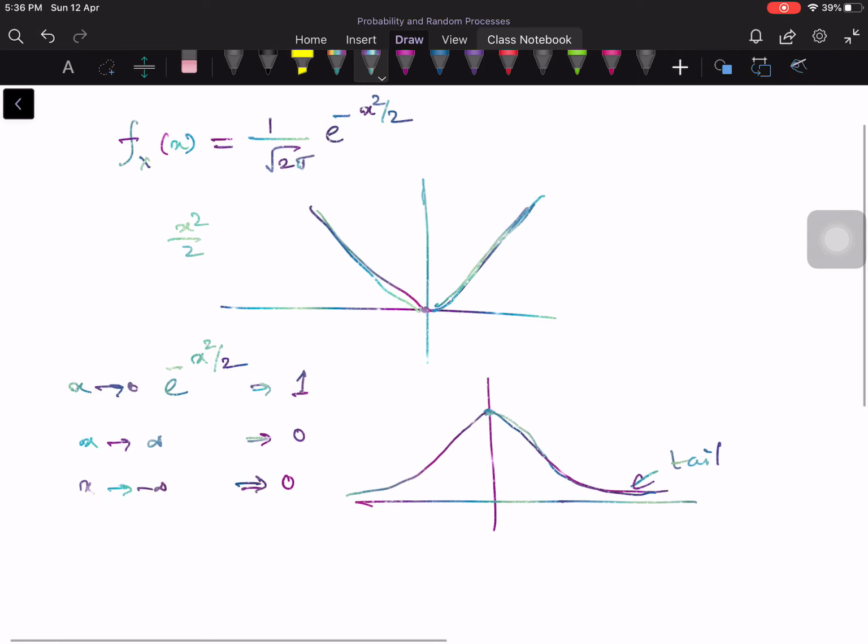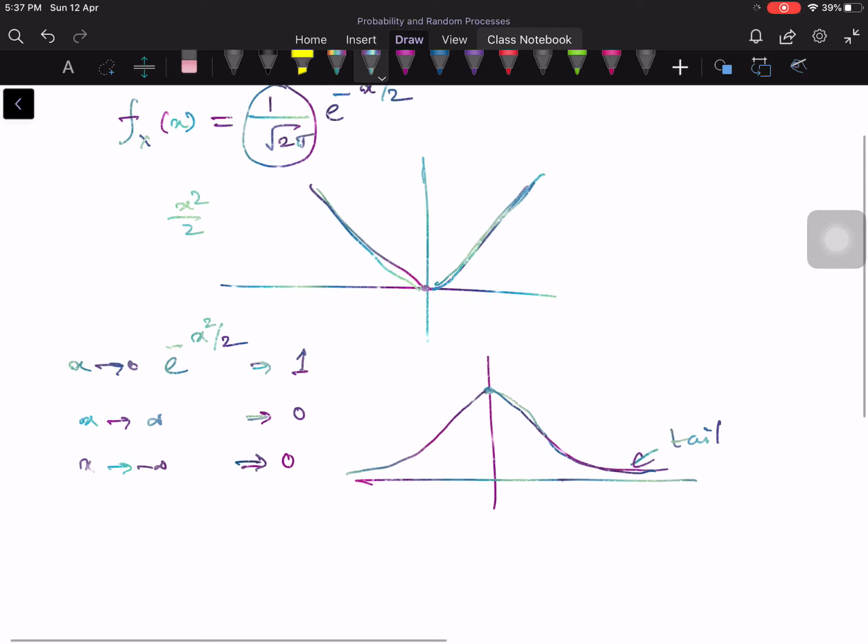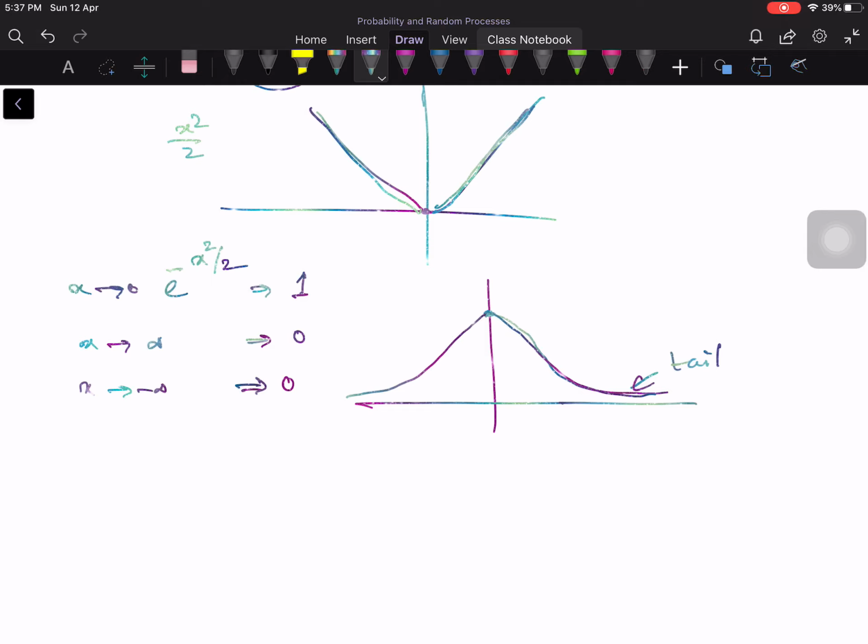Now one can ask, why this 1 over square root of 2 pi? Where does this come from? Well, the integral has to be equal to 1, because in the previous lectures we have seen that if you take any density function and integrate f sub x of x times dx from minus infinity to plus infinity, it must be 1. Therefore, in order to make this area equal to 1, this 1 over root 2 pi has come.